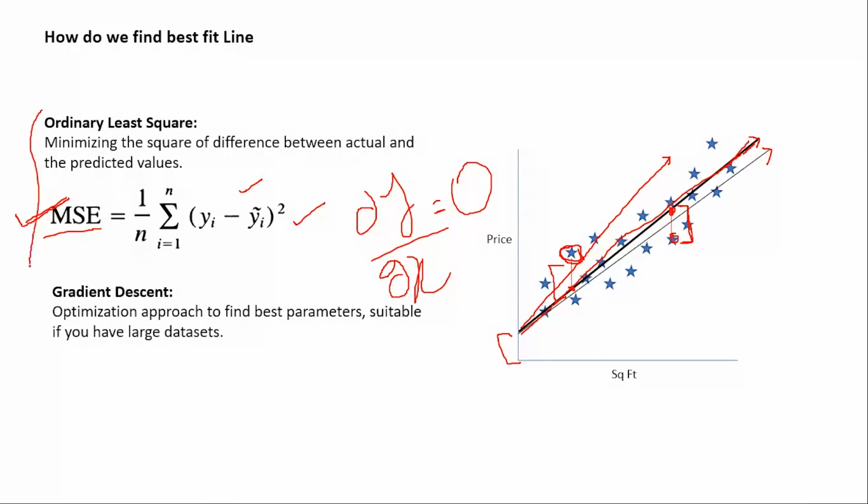So this method is known as the ordinary least square method, where we find the best fit line by minimizing the difference between the actual and the predicted values. Now this method is mainly used for smaller data sets. If you have large data sets, then you should go with gradient descent. Gradient descent is an optimization based approach to find your parameters, your coefficients and your intercept, and this is mainly suitable for large data sets.